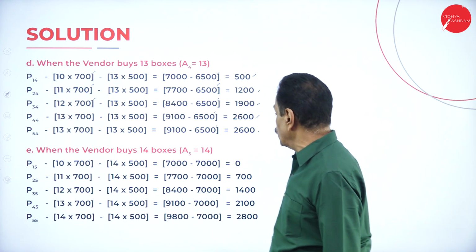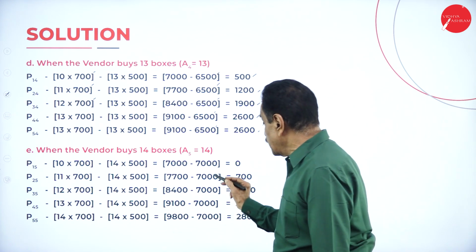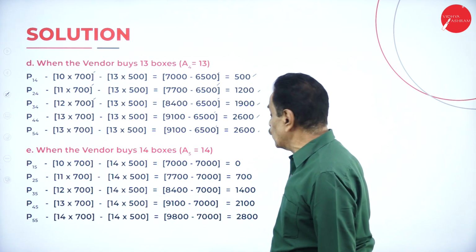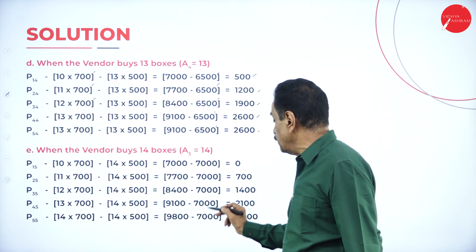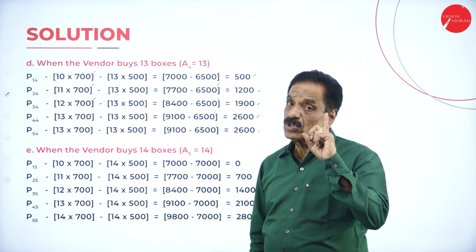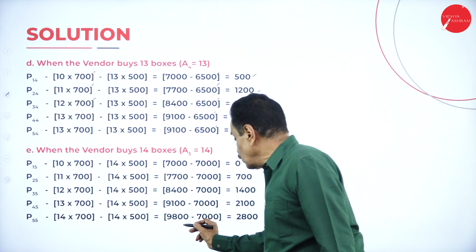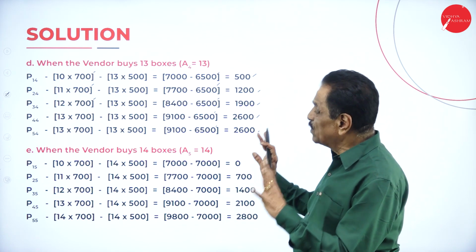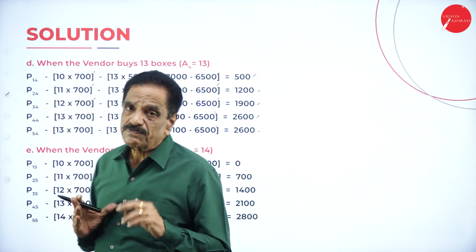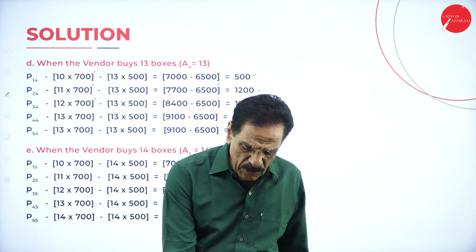7,700 minus 7,000 is 700. 8,400 minus 7,000 is 1,400. 9,100 minus 7,000 is 2,100. 9,800 minus 7,000 is 2,800. So this method you have to follow. You must be very careful, you have to follow.